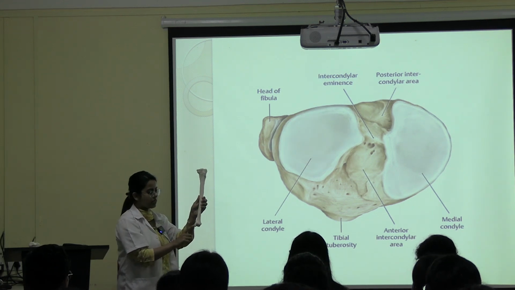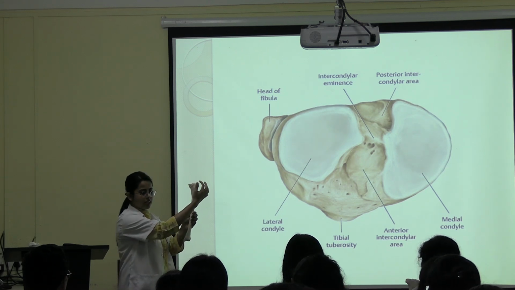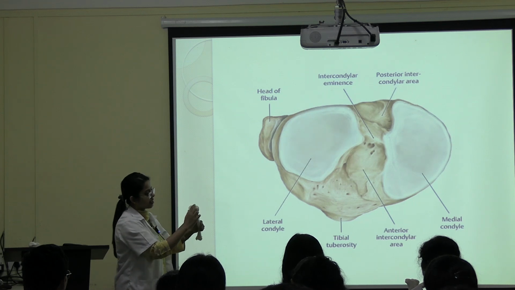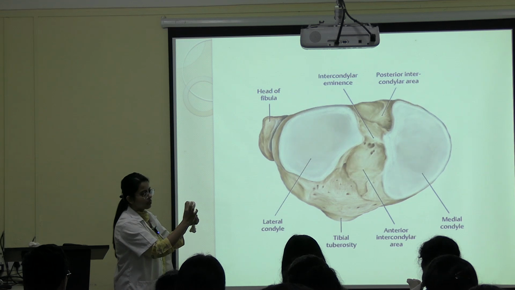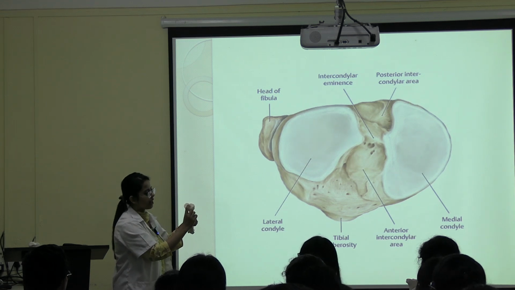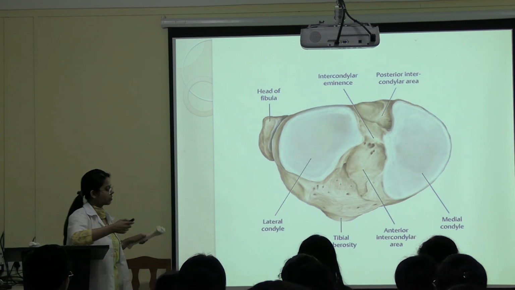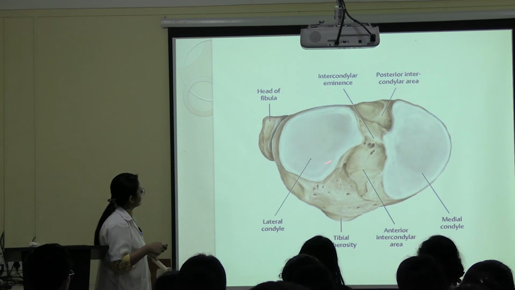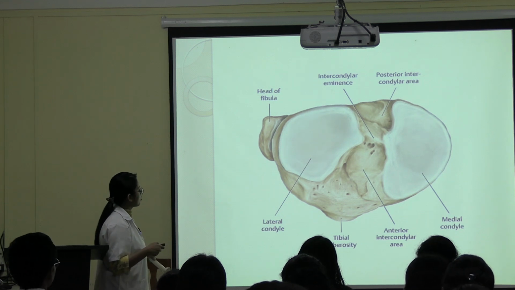So which condyle is this? If you see the medial malleolus, this is the medial condyle, this is the lateral condyle. Which area is this? Intercondylar area. This area? Eminence. And these two elevated parts? Tubercles. Clear? See, this is the lateral condyle. This is the medial condyle. Medial condyle is oval.